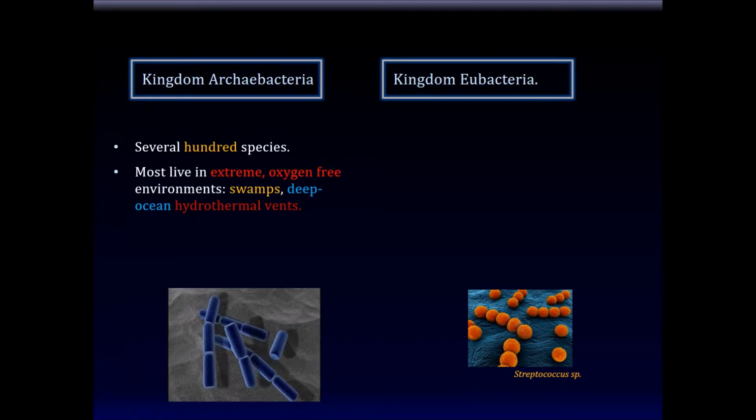So they live in extreme oxygen-free environments, like swamps, deep ocean, hydrothermal vents. In the deep ocean, it's like volcanic vents. See, there could be volcanoes underwater. It's not like you have to be on land to have volcanoes, right? It's just like lava coming from the Earth's center. Most of the Earth is under the ocean, so there are going to be volcanoes under the ocean. Those are the deep ocean hydrothermal vents. That's where you find them.